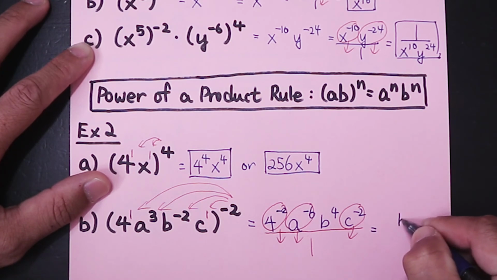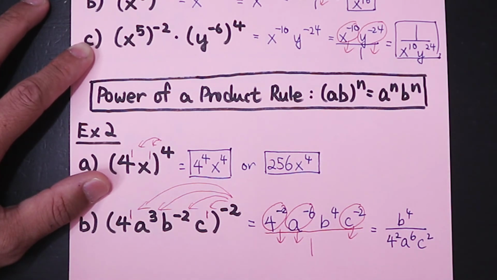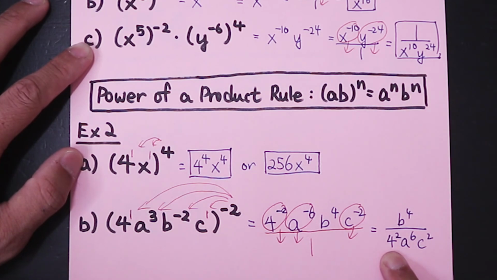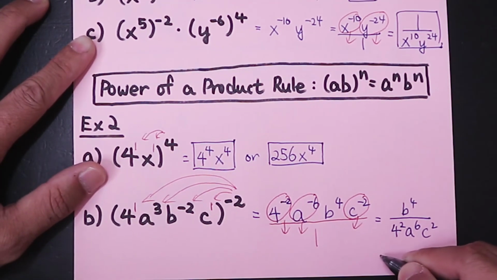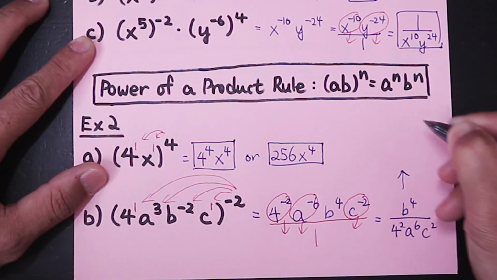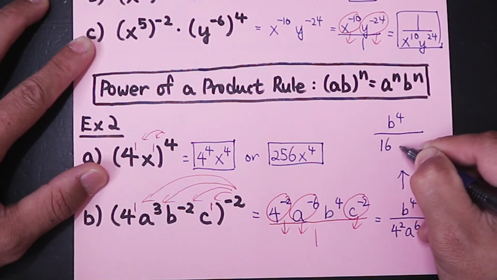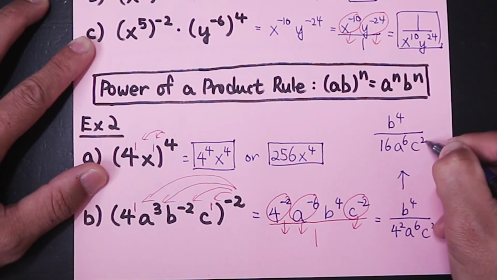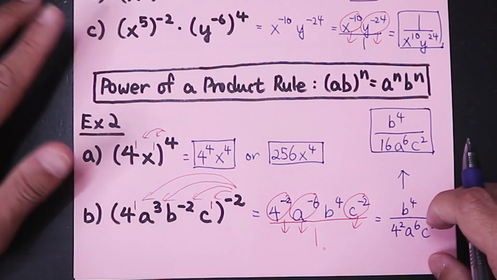So that becomes b to the 4th power over 4 squared, a to the 6th, and c squared. Now, if you have an exponent that you could easily evaluate, you do not leave that as your final answer. You're going to change the 4 squared to 16. So final answer, I'm going to put it on the top, b to the 4th power over 16, a to the 6th power, c to the 2nd power. And this is your final answer.